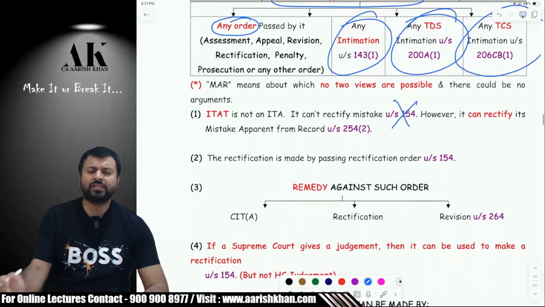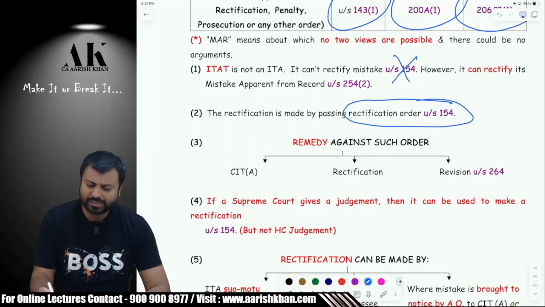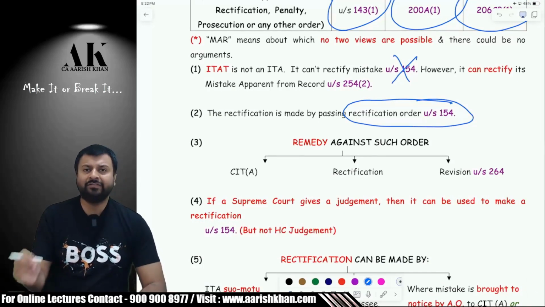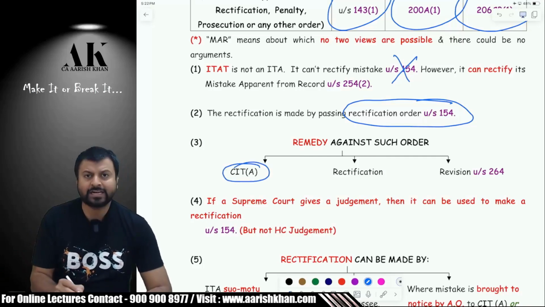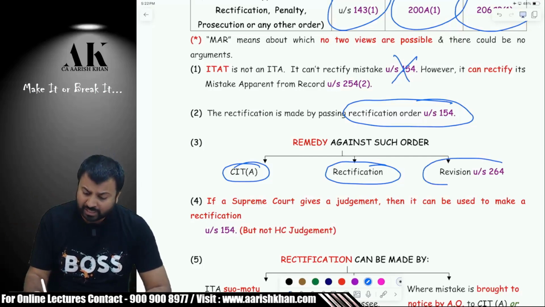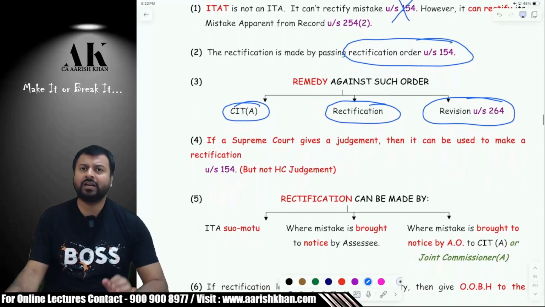So how is rectification done? Rectification is also a proceeding. It is also done by passing a rectification order. Okay. And if you are not happy with that, you can appeal against the rectification order. You can again go for rectification against the rectification order. You can also go for revision under the rectification order.